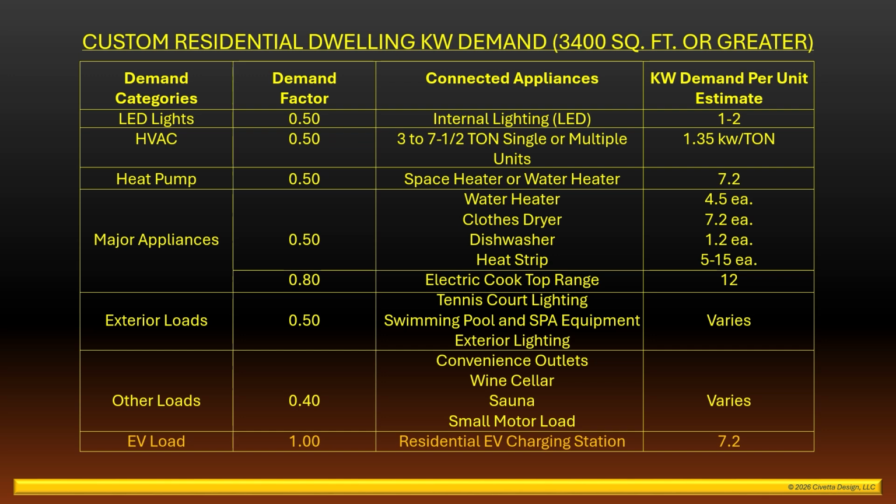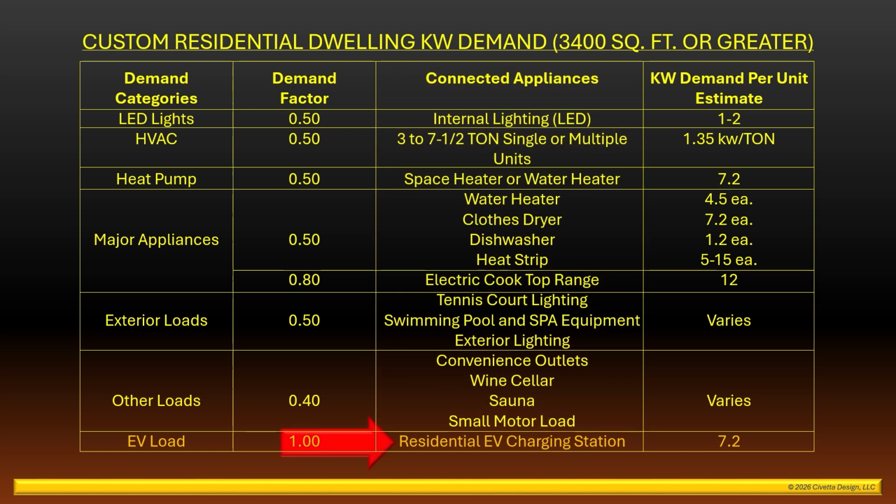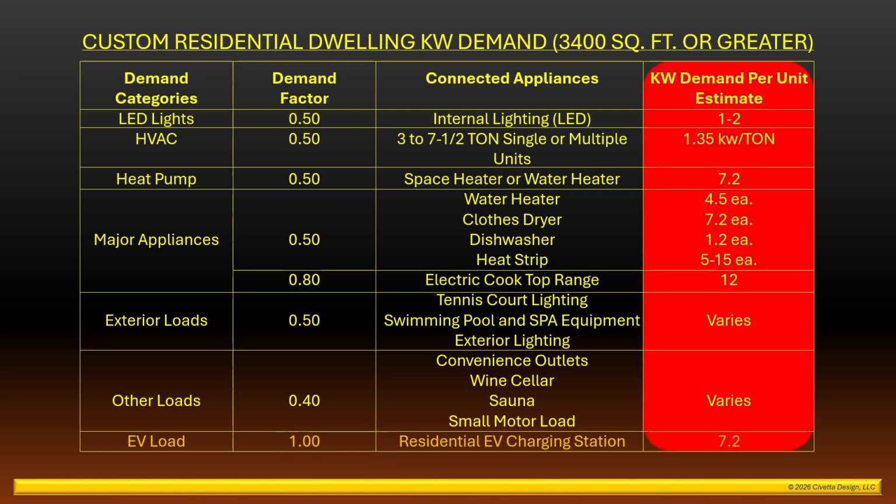Let's take a look at the demand estimates for custom homes. And look at that, we have another chart. I love charts. Decisions become very easy to make when you have a chart telling you what to do. This is the custom residential dwelling demand chart. This chart has a list of the most typical electric appliances you would find in any home: lighting, water heaters, dishwashers, and so on, all the way to the bottom of the list, where we have a residential EV charging station. It also shows the estimated demand of each of these appliances in kilowatts.